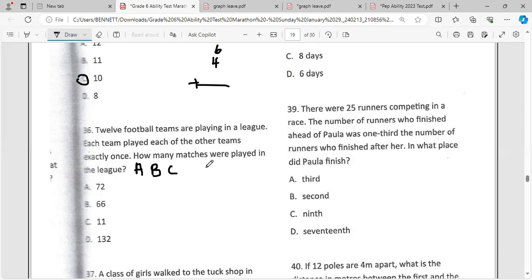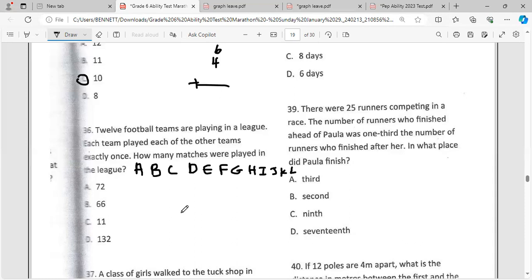First, I draw a diagram, and at the left side of the diagram, I put 1, 2, 3, 4, 5, 6, up to 12 teams. Next, I put the teams that are going to play against other teams, like 1 is going to play against 2, 3, 4, 5, 6, 7, 8, 9, 10, 11, 12. 2 is going to play against 3, 4, 5, up to 12. And 3 is going to play against 4, 5, 6, up to 12. And I continue, sir.